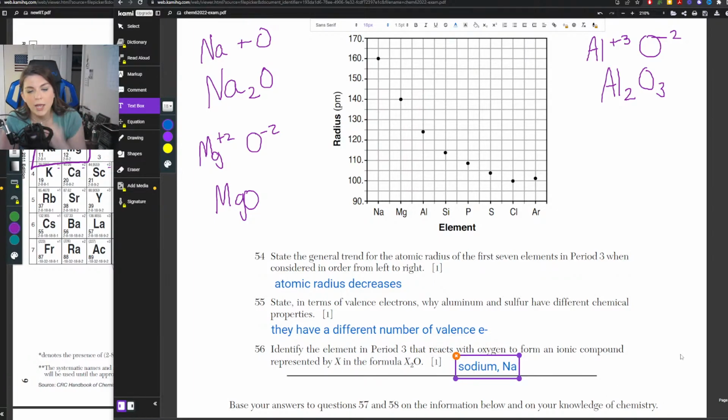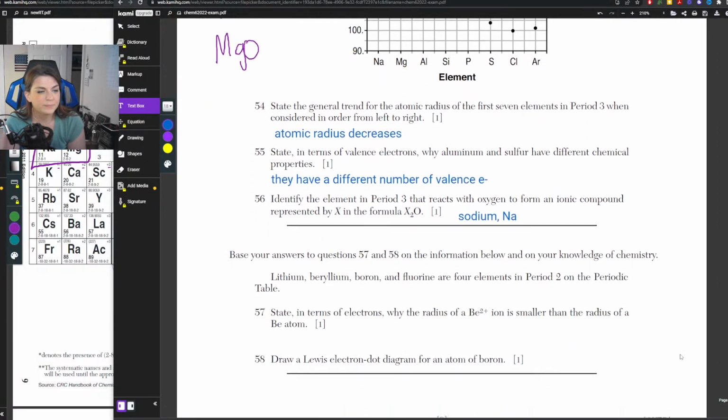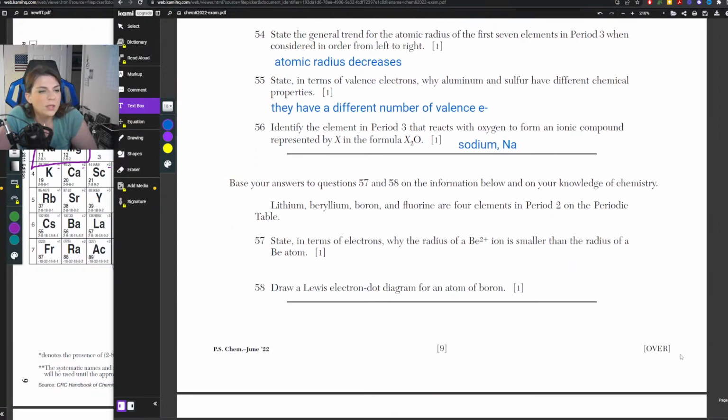Sodium or Na. Don't write both of them, because one of the students out there is going to put sodium and then write Mg. And then it's like, we don't know what you're talking about. Which one was the, oopsie, that was a mistake. We don't know. Pick one of them.